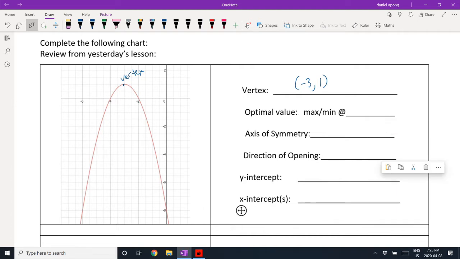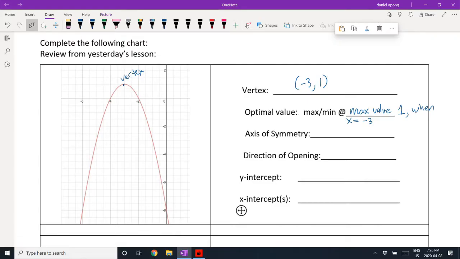Now, let's find the optimal value. The optimal value is a way of stating the vertex. It could be a maximum or minimum depending on the opening of the parabola. In this case, we have a max value of 1, that's our y coordinate, when x equals -3. So this is just a way of stating the vertex. Is it a maximum or minimum value?